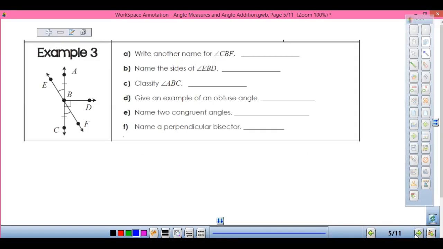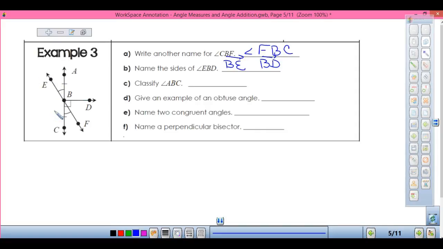So, another name for angle CBF. FBC, good. Angle FBC. Don't forget your little angle symbol. The sides of angle EBD: yep, BE, so ray BE and ray BD, yep. Those are my two sides.